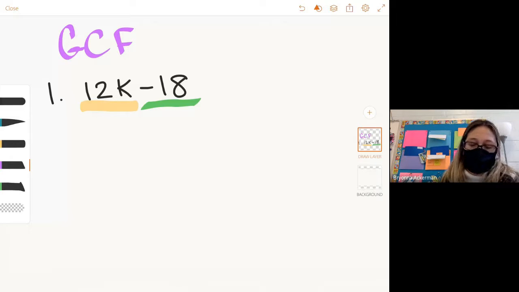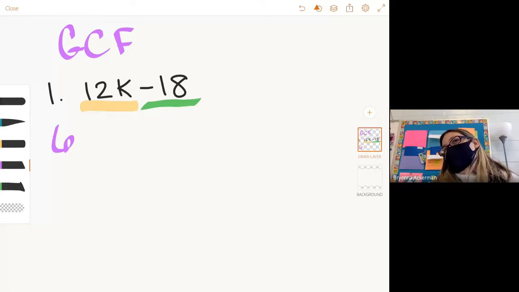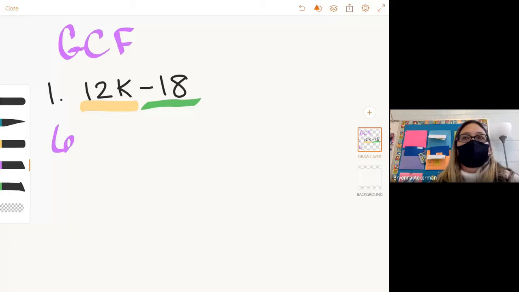So if I'm looking at this, what do you guys think? What number can go into both 12 and 18 evenly, and the biggest one? 6, good. So 6, I'm going to put on the outside. From there, I also want to look at the variables. The first term has a K, but does the second term have a K? No. So I cannot take a variable out because it's only in one of them. If the variable was in both, you might be able to take out a variable also, okay?